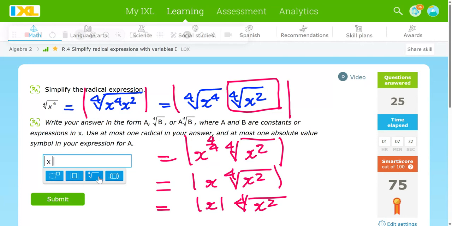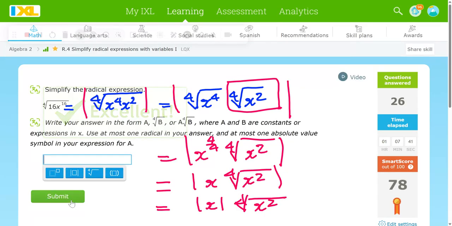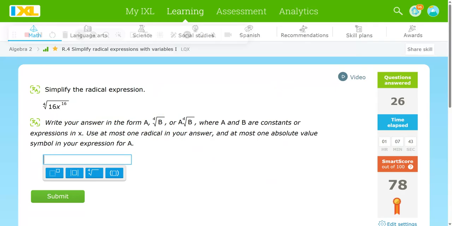Alright, in the back, I put fourth root of x squared. Alright, and I should be correct. Voila.